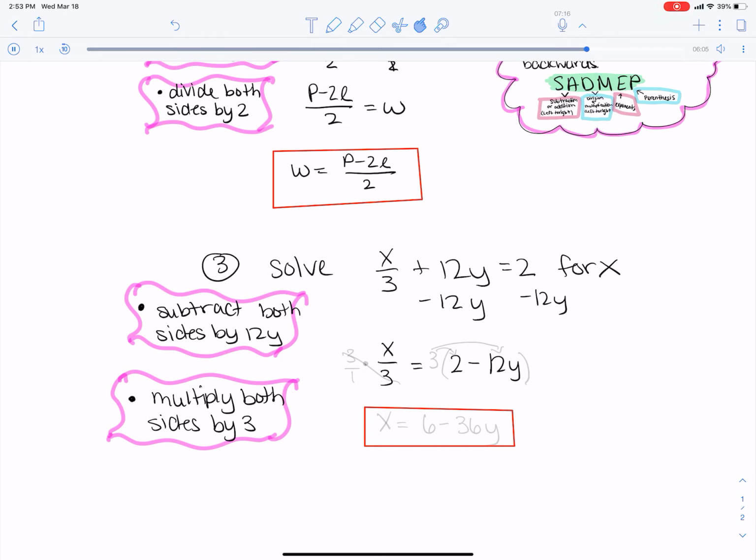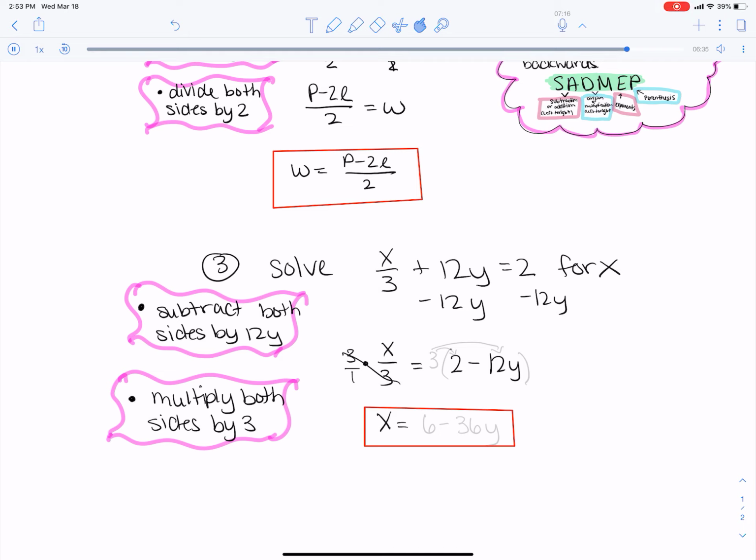All right, so x isn't by itself yet. x is being divided by 3. So to undo the division, I'm going to multiply both sides by 3. All right, so when I multiply these, I can put that over 1. These 3's are going to cancel out on the left, so I'm just left with x on the left-hand side. But I have to multiply the right-hand side also by 3.